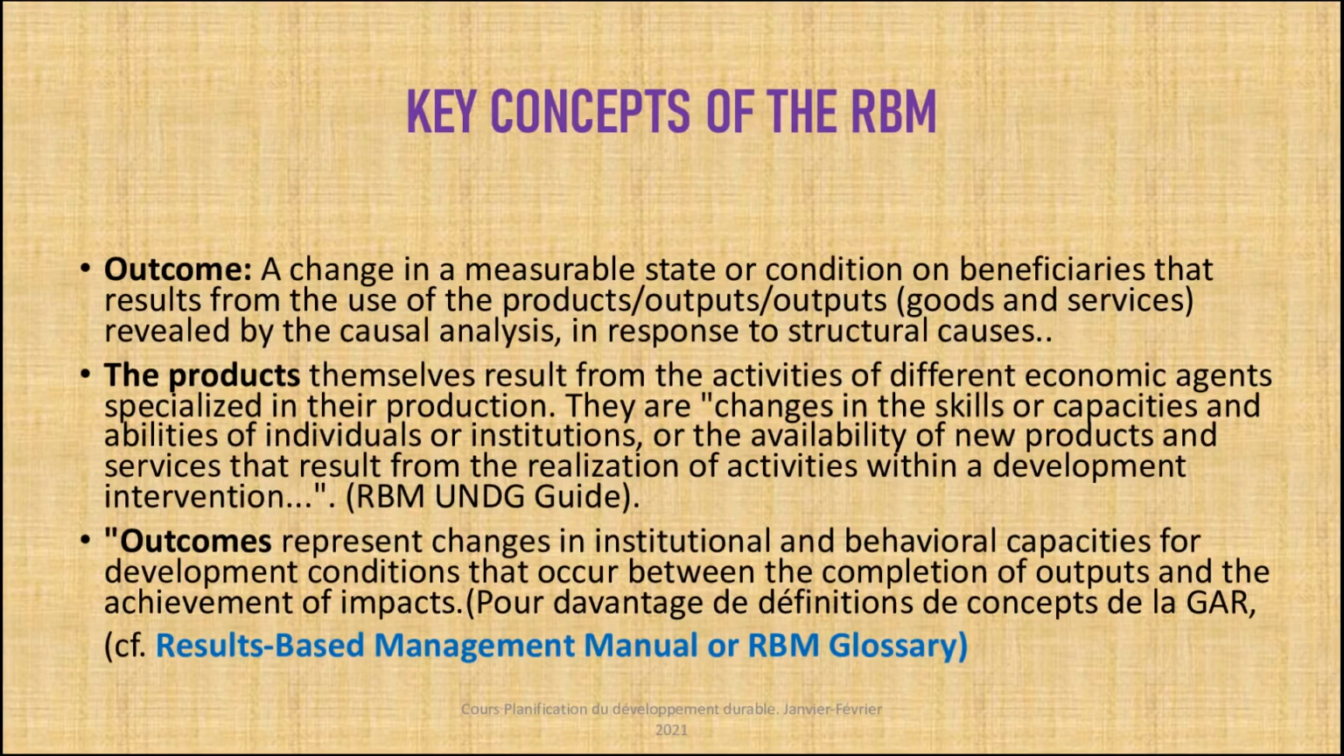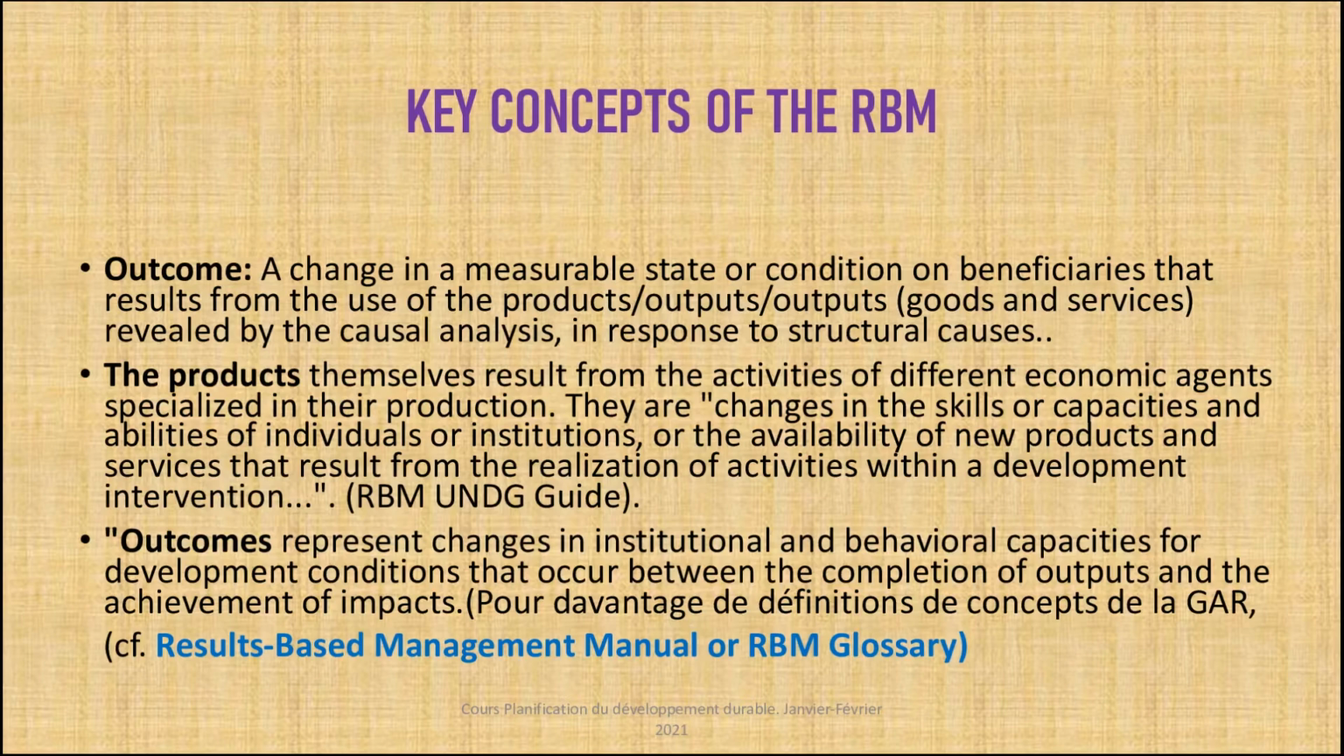There are some key concepts of the RBM. We will just see the most important of them, and the others can be seen in the indicated manual or RBM glossary. The first one is outcome. It's considered as a change in a measurable state or condition on beneficiaries that results from the use of the product, revealed by the causal analysis in response to structural causes.